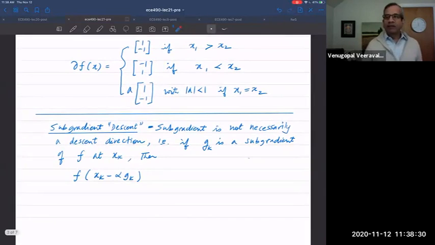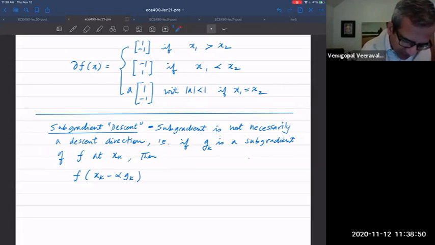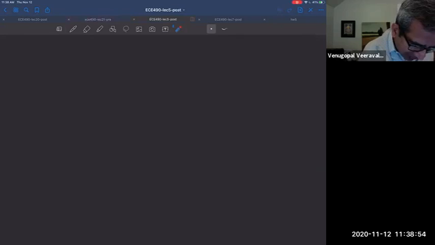Okay, so one last thing before we take a break. A subgradient, or rather the negative of a subgradient, is not necessarily a descent direction. So let's actually see what that means. That maybe goes back to lecture 5.